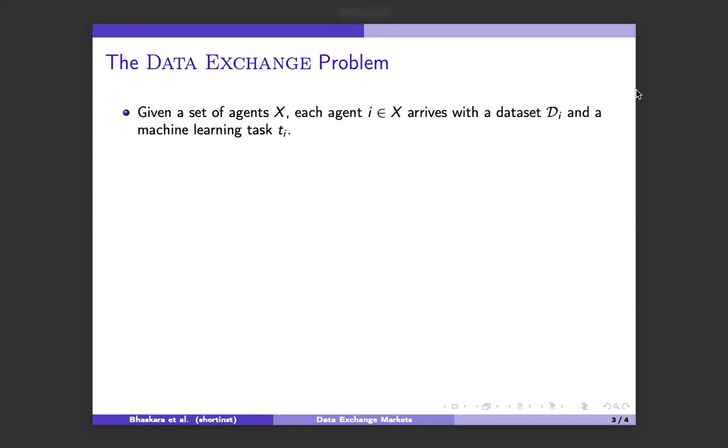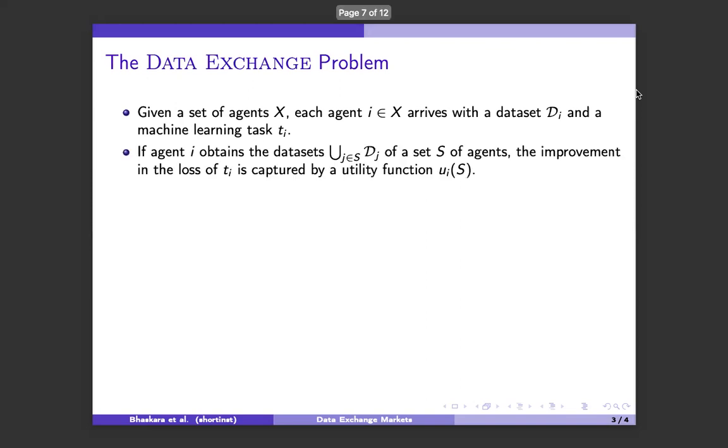Now let's formalize our model. We have a set of agents that each possess a unique data set and specific task. Sharing data with others can contribute to improving the performance of their task, quantified by a utility. This essentially signifies that the more relevant data and the more data an agent receives, the better their task outcomes. We make some standard assumptions about the utility.